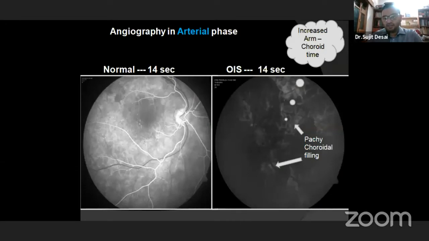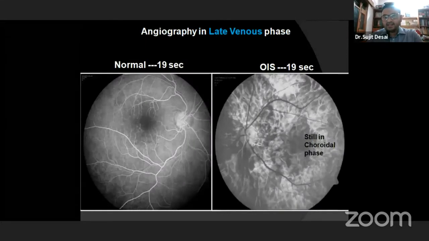Now at 14 seconds in the arterial phase, in the case that I'm talking about, there is still early patchy choroidal filling, which shows there is an increased arm choroid time. At 19 seconds in the late venous phase, on the left-hand side in a normal picture, you can see a lamellar flow going through the veins. In our case, it is still in the choroidal phase.